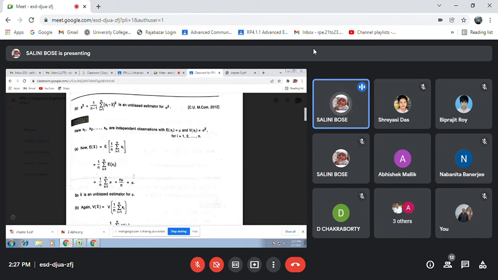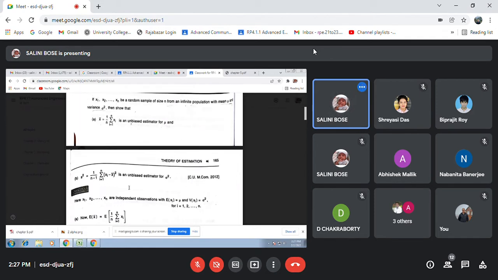Unbiased estimator of mu means there are no other variables, only mu is there. Mu is the population mean, and x bar is the sample mean. So from this proof, we directly get E of x bar is equal to mu. That means you are estimating mu by x bar. So it is not biased, it is unbiased.